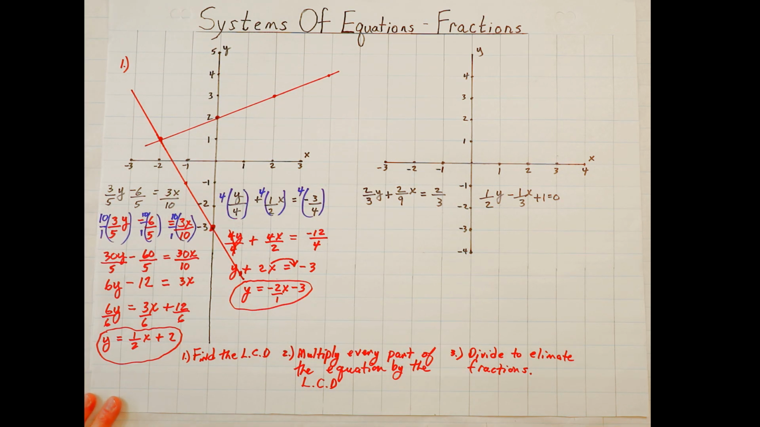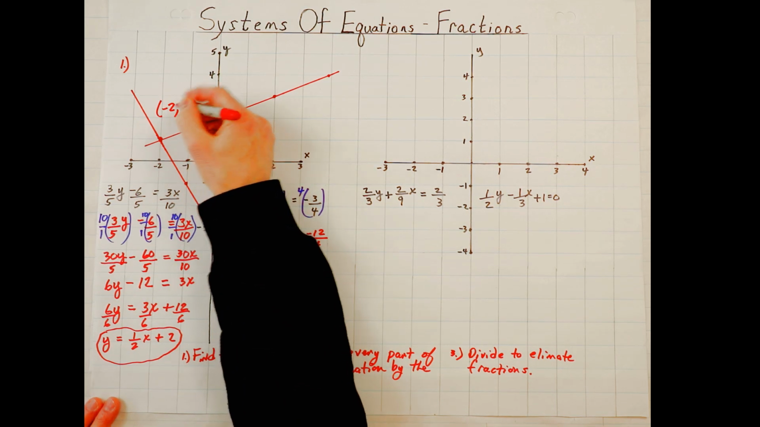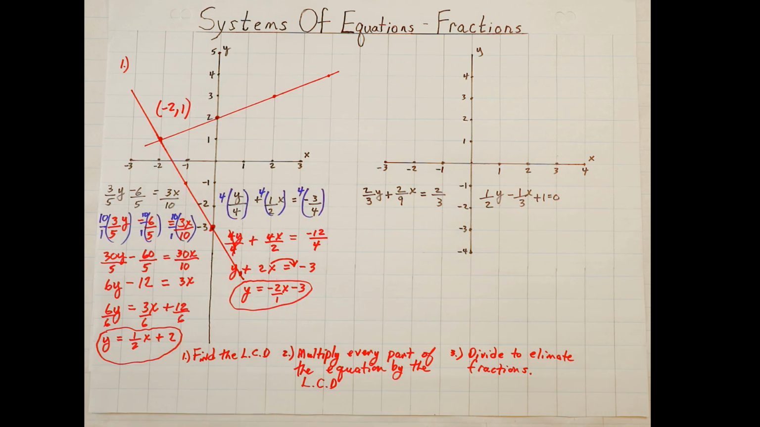So what is the solution to this system of equations? The solution is minus 2 and 1. How do you like that? It's not too bad.